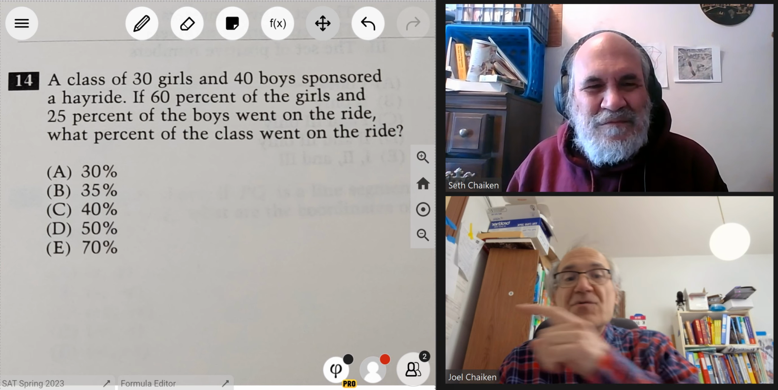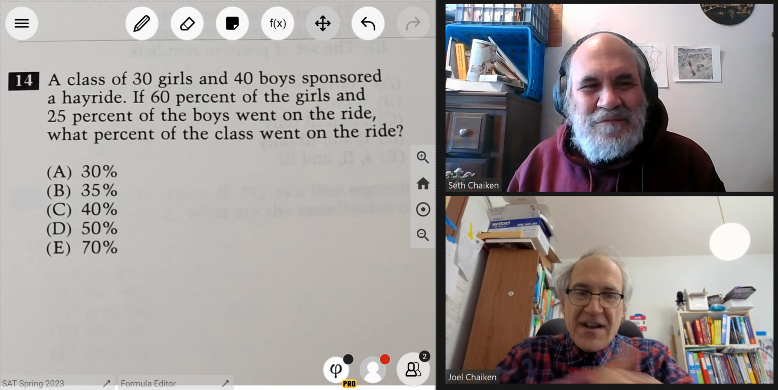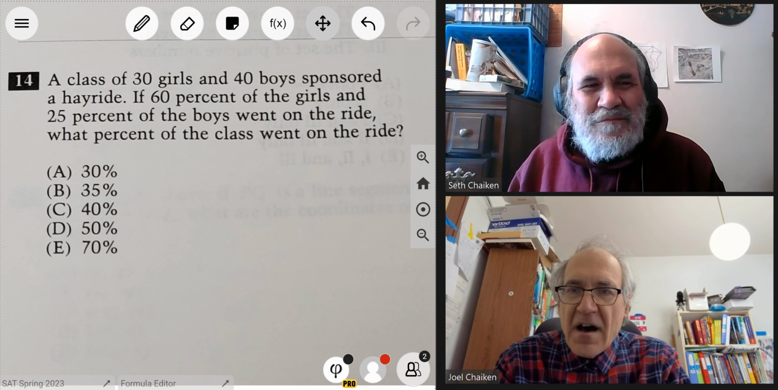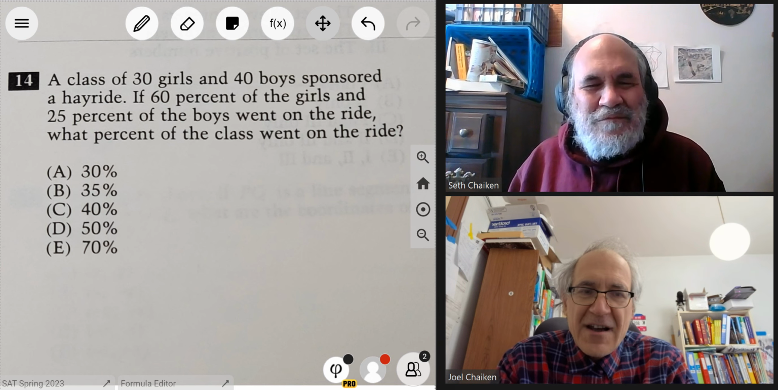On Thursdays, we do problems that are not on the modern test. But this one's just a percent question, so let's go for it. Okay, you can see this on the modern test. Please read it, do it, and then come back and we'll talk about it together.